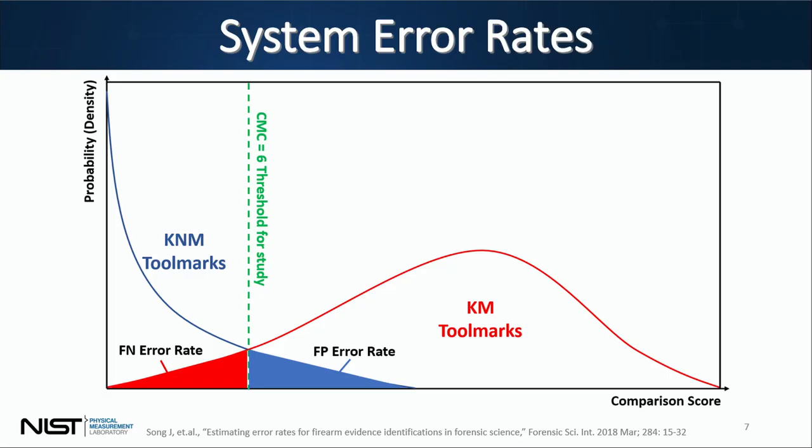In this particular study, we wanted to study the false positive and false negative error rates of the NIST system in our statistical models. So we set a threshold of CMC equals 6. Anytime a CMC score goes above 6, we consider that a matching comparison. Anytime it goes below 6, we consider it a non-matching comparison. So if a known non-matching tool mark scores above 6, you end up with a false positive. Anytime a known matching comparison goes below 6, you have a false negative. Those red and blue triangles are the error rates that we're trying to calculate.